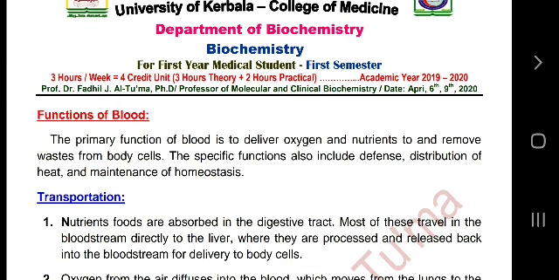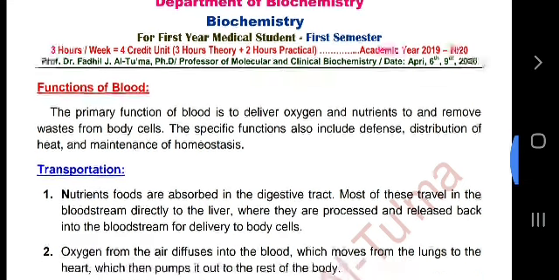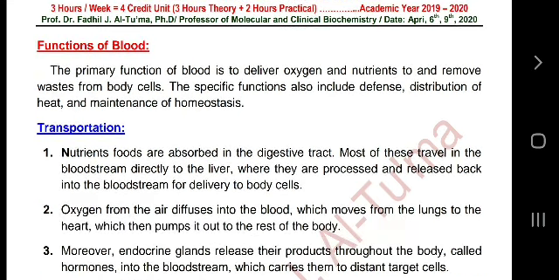Primary functions of blood is to deliver oxygen and nutrient to and remove waste from body cells. The specific function also include defense mechanism, distribution of heat, and maintenance of homeostasis. What about the transportation mechanism?